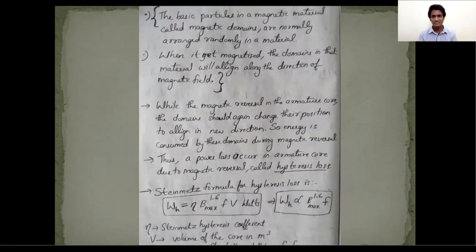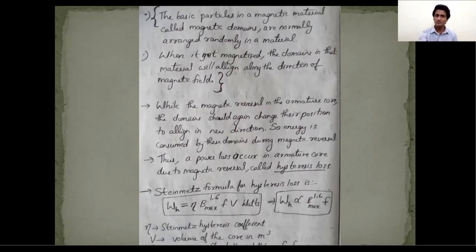Whenever magnetic reversal takes place, my magnetic domains should suddenly change direction in order to align with the new magnetic field direction. So it requires some energy to change direction, and there will be a power loss when it utilizes this energy, because these magnetic domains are utilizing the energy that we required in the output for changing their direction.